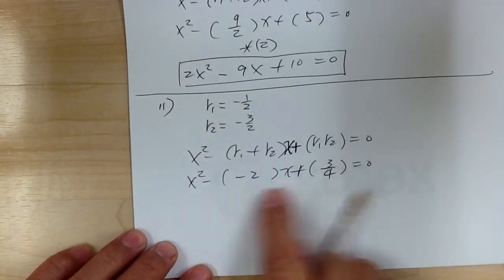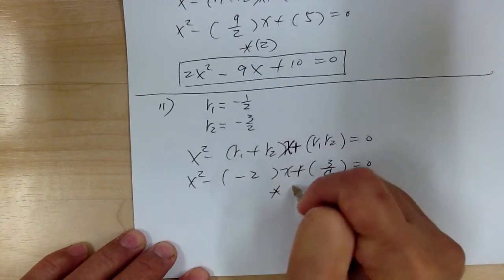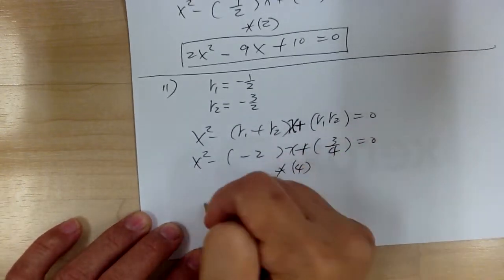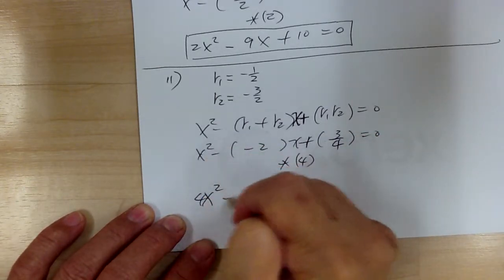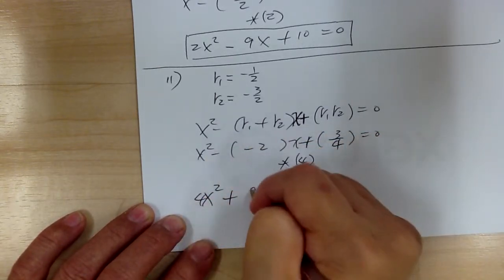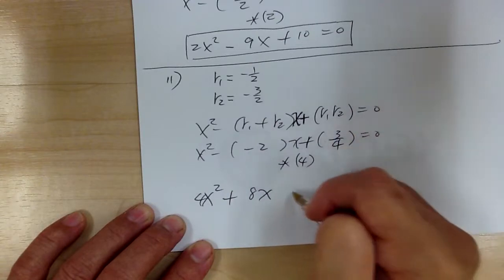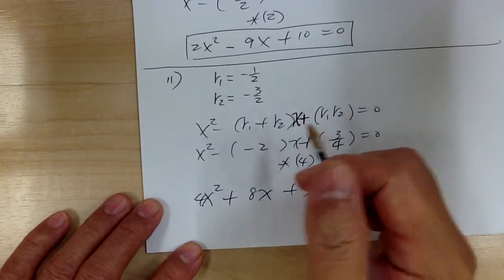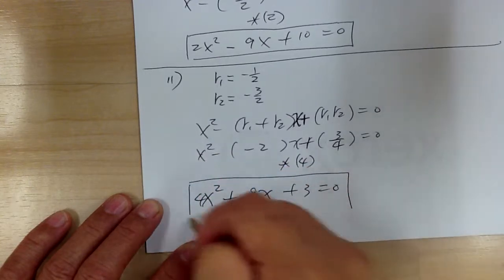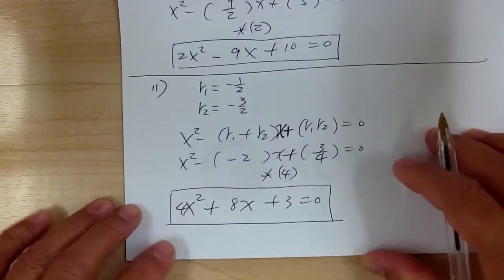Now again, you've got a fraction over here, so multiply by 4 to get rid of the fraction. So I get 4x squared. Now negative and negative become plus. You times it by 4, you get 8x, right? And then plus 3 equal to 0. Okay, and that's it for number 11. Okay, let's go to 13.